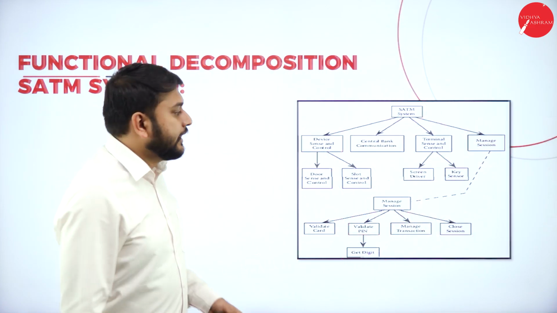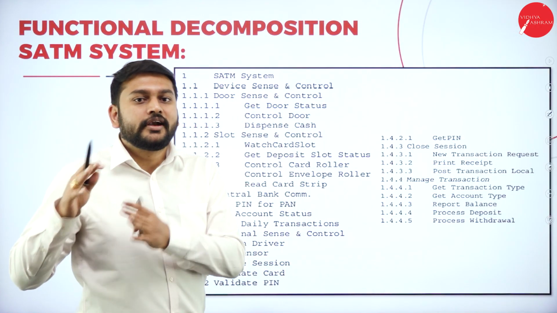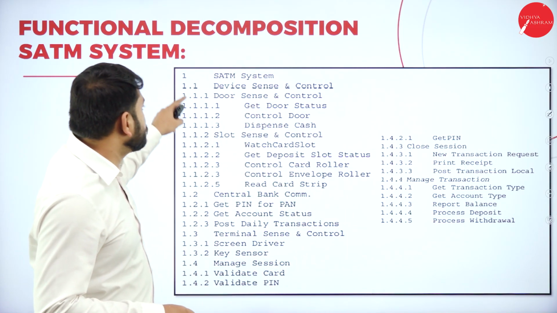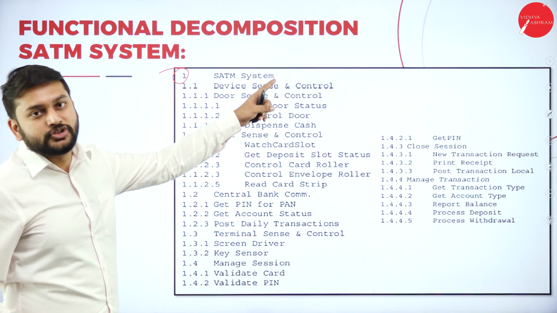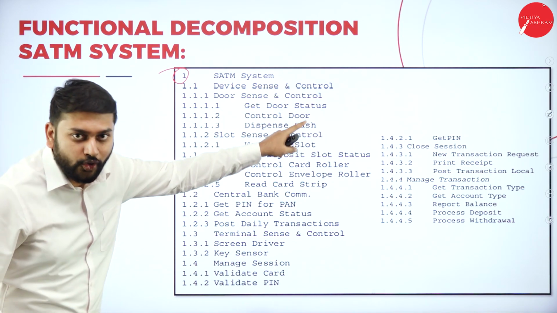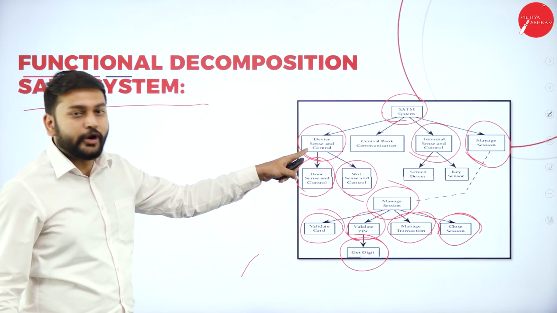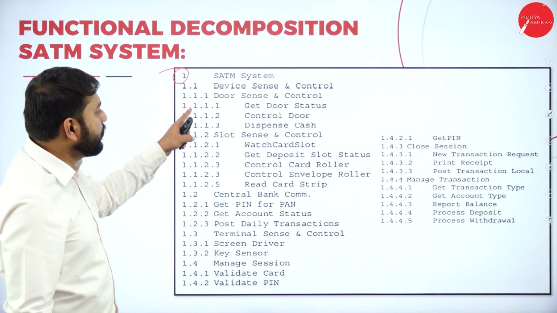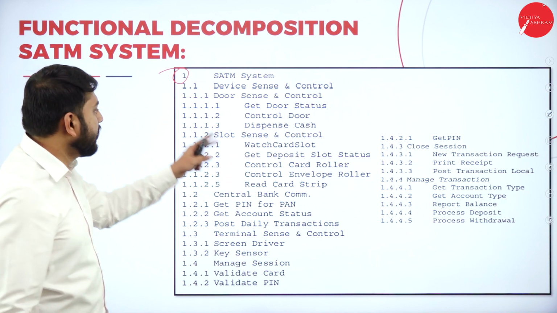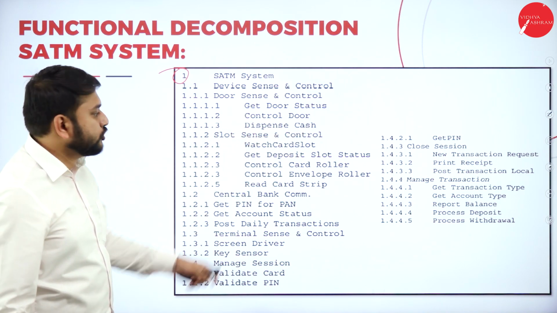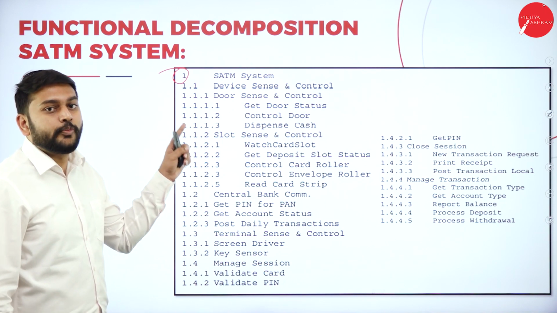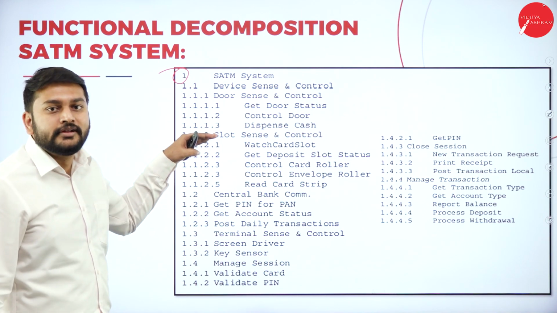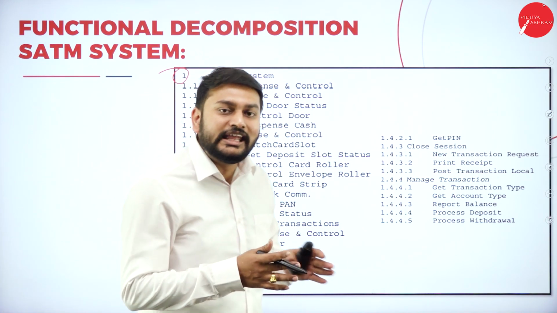Moving forward to the next topic. Topics have subtopics inside them. Simply put, that is what I will call decomposition. Imagine the first topic is the SATM system, and inside it is 1.1, device sense and control. Inside this I have subtopics, written as 1.1.1, get door state. Next is 1.1.2, control door. The next one is 1.1.3, dispense cash. Subtopics inside subtopics, that's what I will call functional decomposition.